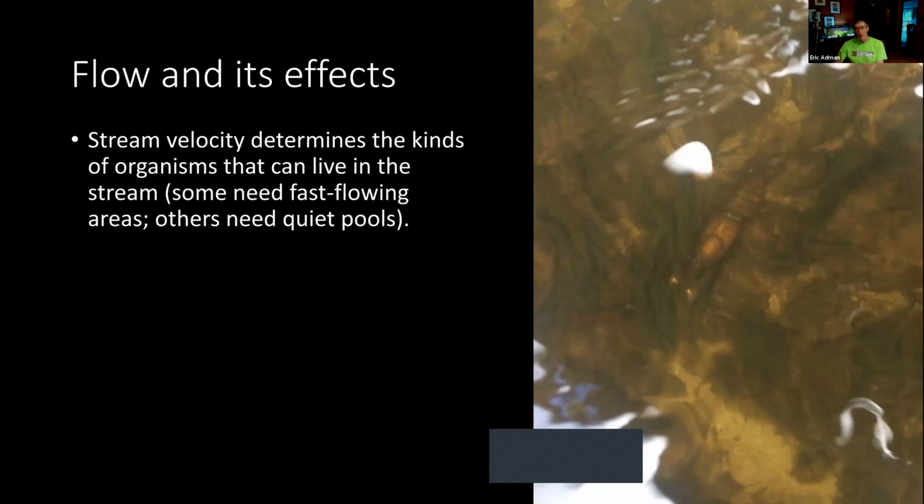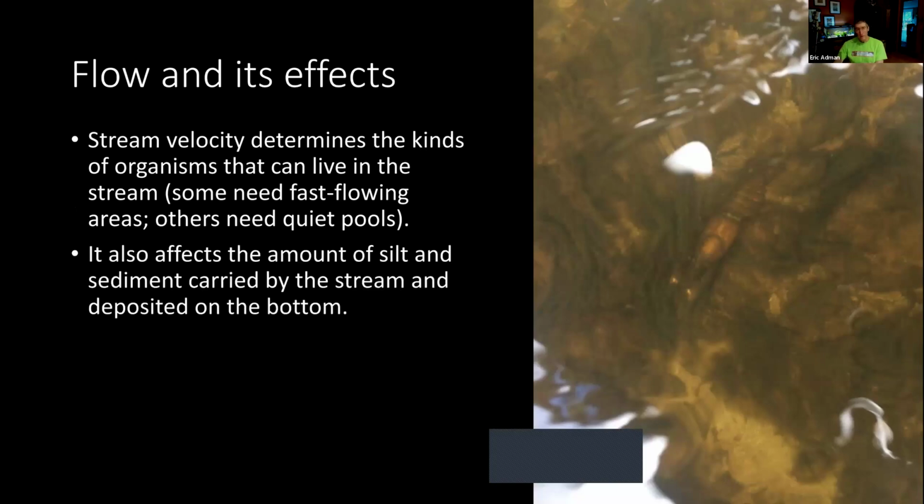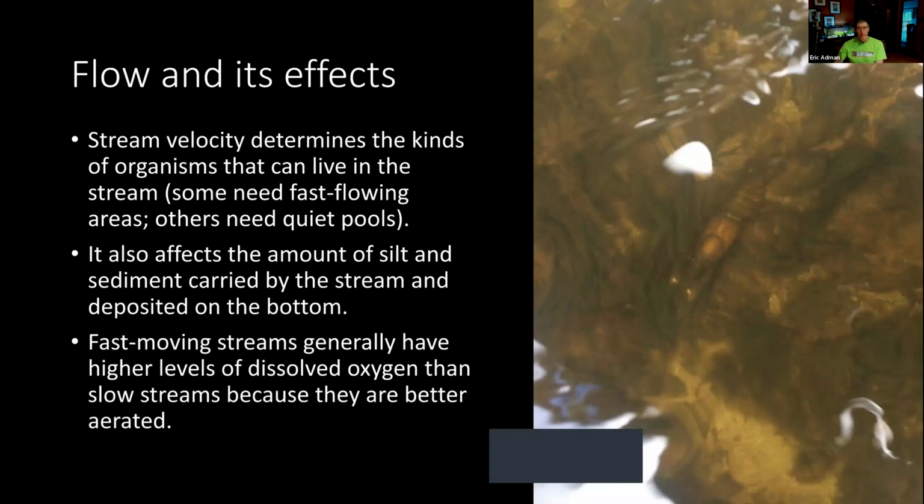So flow also has an effect on what lives in the stream. Some things are adapted to faster moving water, and some things are adapted to more quiet water. As I mentioned, it affects the silt and the sediment that's carried, and then that will have downstream effects. And it also affects the level of dissolved oxygen. So for instance, on a faster moving stream, you might find a higher level of dissolved oxygen than you might say in the Sammamish River, which is kind of slow moving.